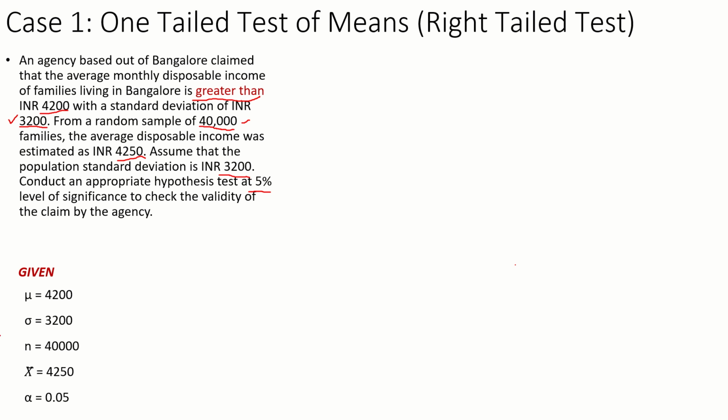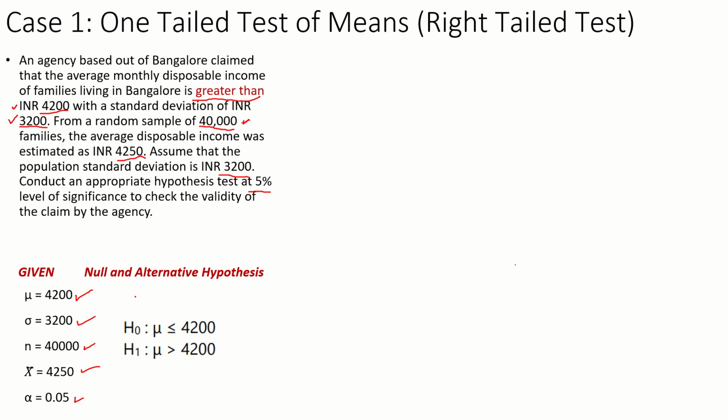So these are the values that we have derived. The claim is mu equal to 4,200. The population standard deviation is found to be sigma equal to 3,200. The sample size is 40,000. This is the sample mean that we have found, 4,250. Then we have been given another value, the 5% level of significance, that is alpha equal to 0.05 or 5%.